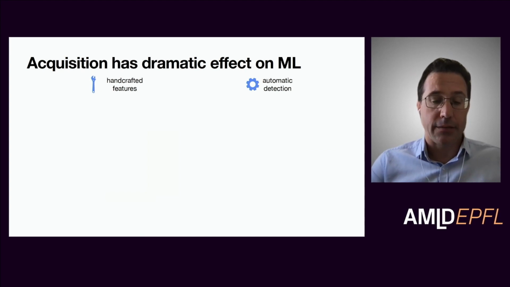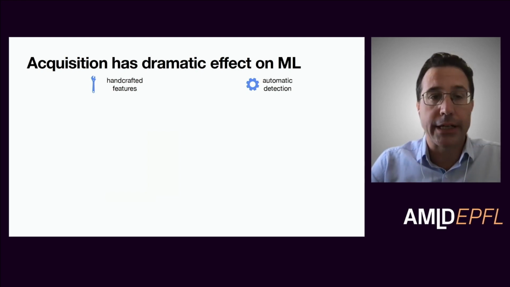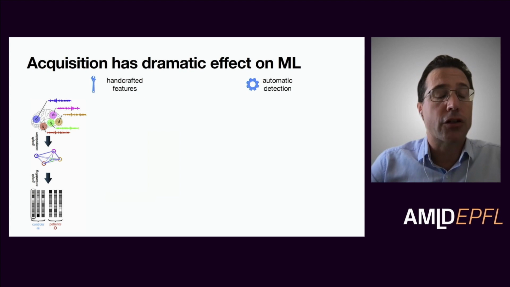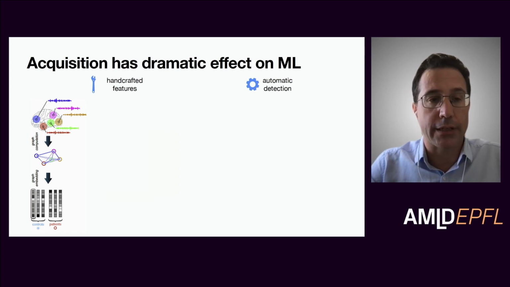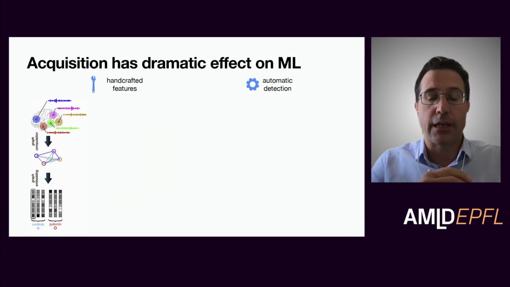What does this mean for machine learning? Whether you're doing handcrafted features or automatic detection and end-to-end learning, you will have an effect of these acquisition changes. Here's an example. This is a biomarker called functional connectivity, whereby you measure blood oxygenation levels in the brain, and you look at this in multiple parts of the brain. Then you look at whether different parts of the brain consume oxygen roughly in synchrony.